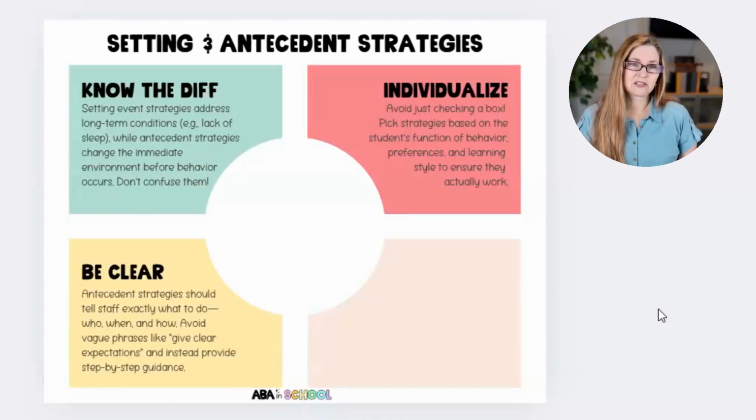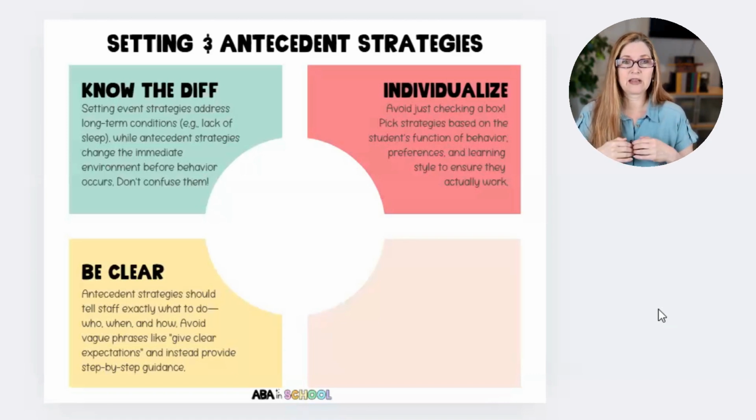The third thing is to be clear. Make sure all your strategies tell the staff exactly what to do. Rather than just saying a visual schedule, be really specific. What do you mean for this specific student? Do they need all 15 steps of the day, or just the first-then in order to understand what's going on? Are we going to implement token boards all day, every day, or just during this activity, and then go to 5 tokens? Whatever it is, be really specific so that your staff can implement it and you can take data on whether something is working or not.